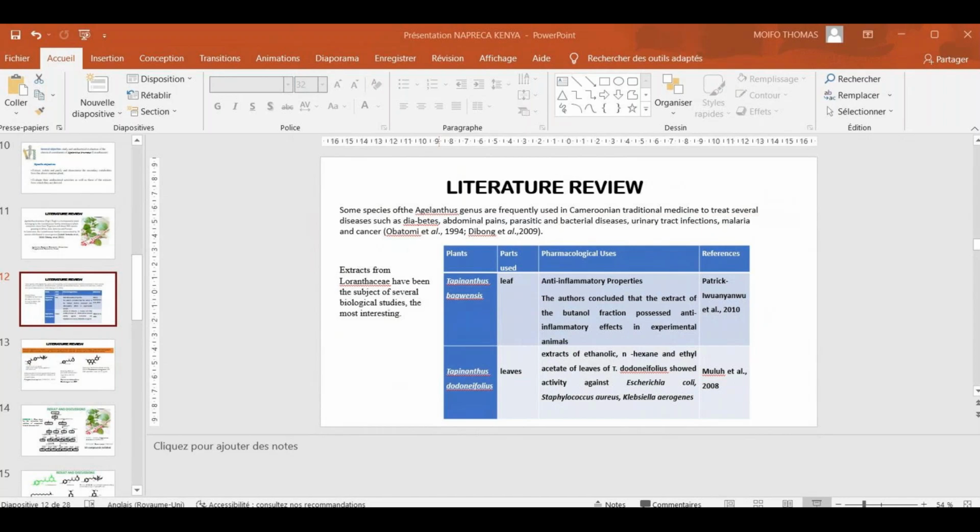The first two lines are the results of the crude extract and the fraction, and the last ones, from 1 to 14, are isolated compounds. So we can realize that all the tested products except compound 3 show antibacterial activity with MIC ranging from 0.43 to 8.88 times 10 to the power 3 microgram per milliliter. Compounds 14 and 9 show better activity on all the tested bacterial strains with MIC ranging from 0.43 to 27.77 microgram per milliliter.